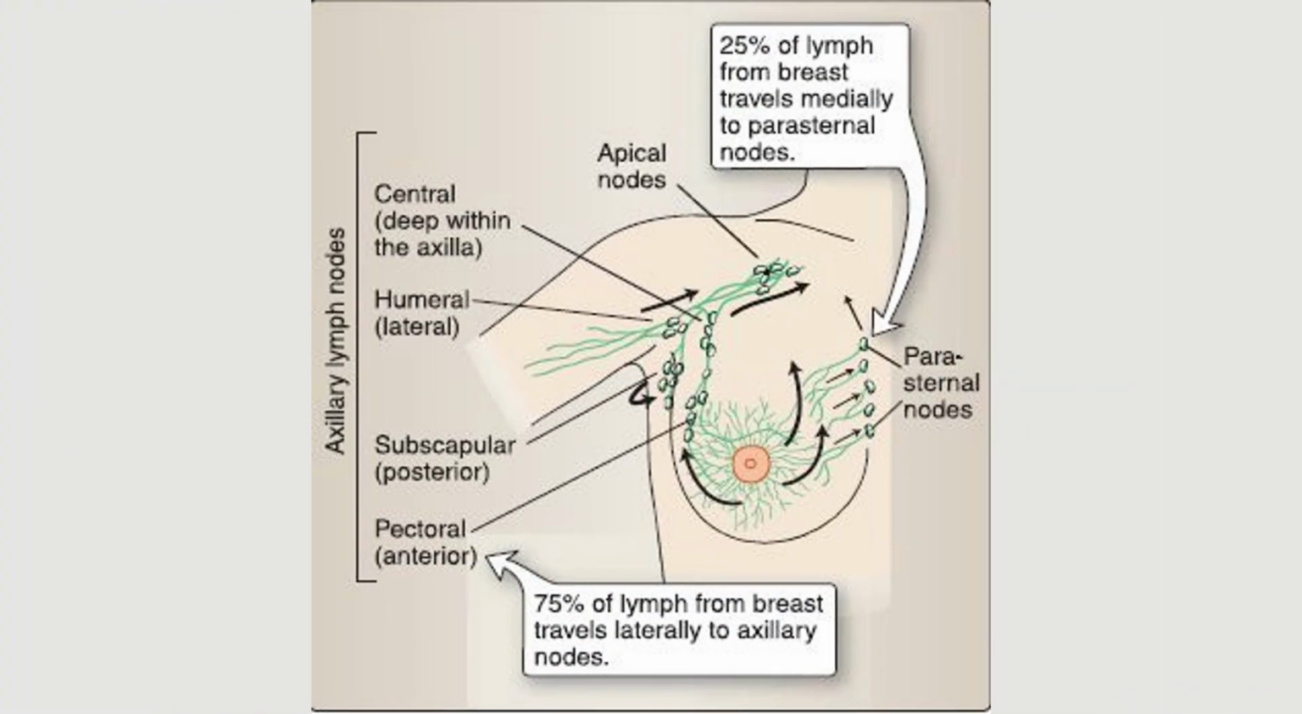So about 75% of the lymph from the breast is drained into the axillary lymph node, especially into the anterior group of axillary lymph node. About 20 up to 25% into the internal mammary lymph node, and about 5% into the posterior intercostal lymph nodes.